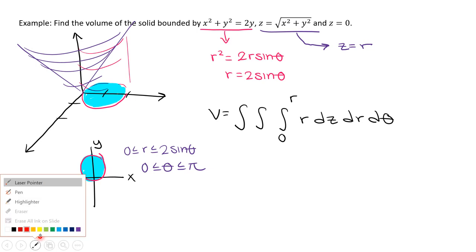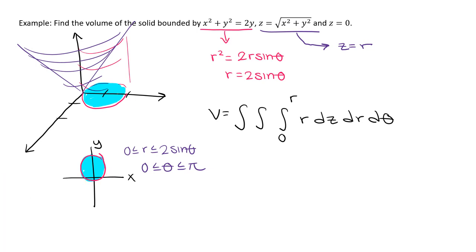The theta values, so if you think about, again, when we put things in polar or cylindrical coordinates, we're thinking about slicing it up with these rays. And so I would say that theta starts at 0, and we're done with the circle once we get to pi. Theta equals pi. Okay, so again, my r's go from 0 to 2 sine theta. My thetas go from 0 to pi.